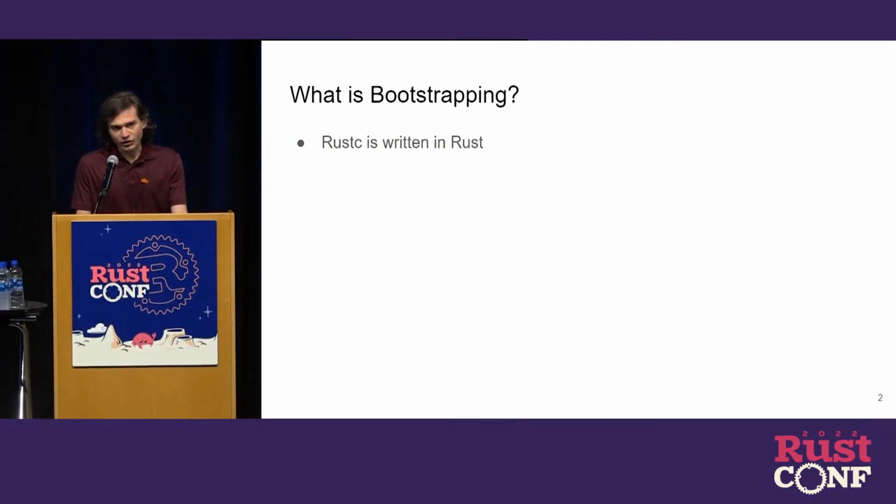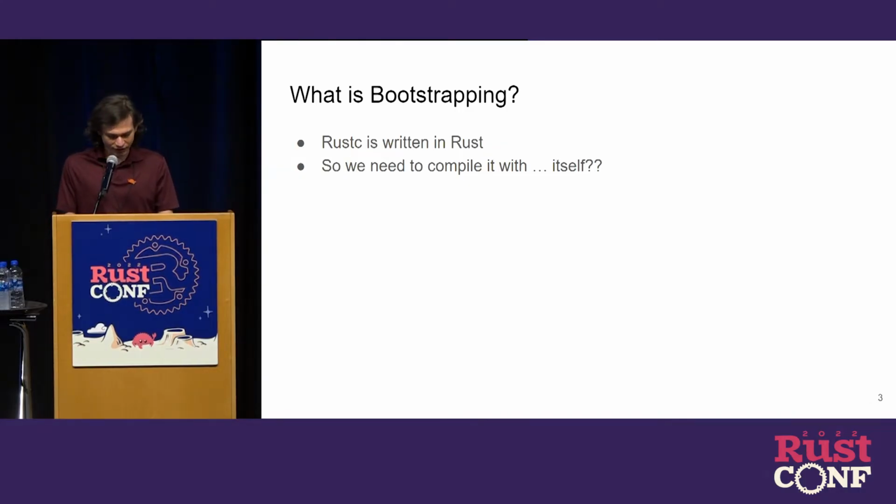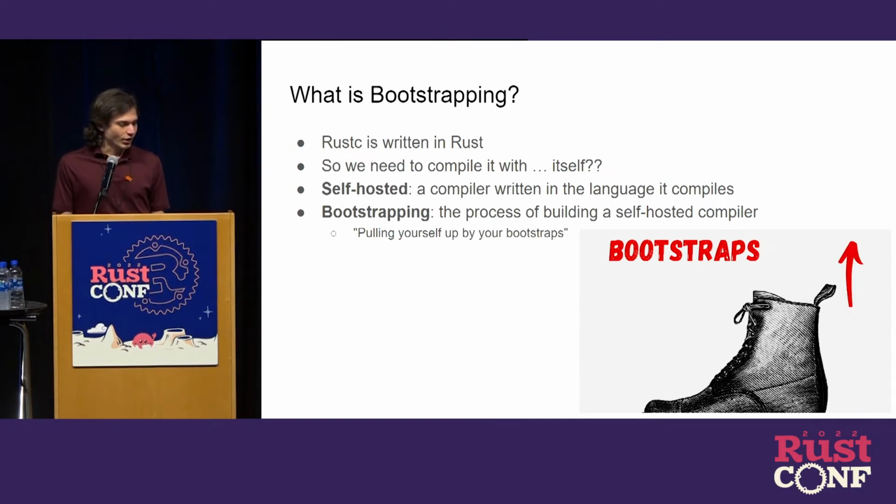And because it's in Rust, that means you have to compile it with an existing Rust compiler. So you need to compile it with itself? Like how does this work? How do we compile the compiler with itself? Well, the way you do it is you can use an older version of the compiler.